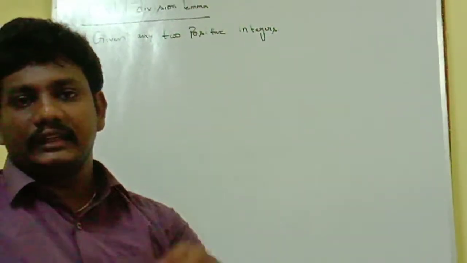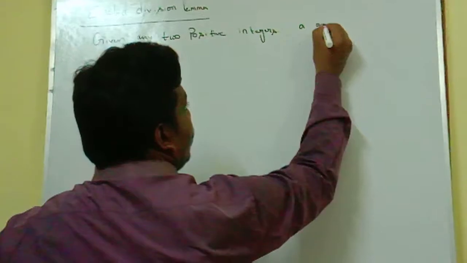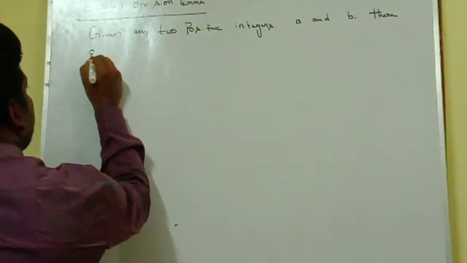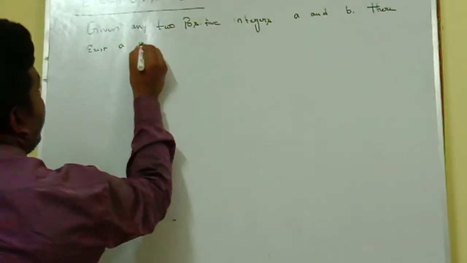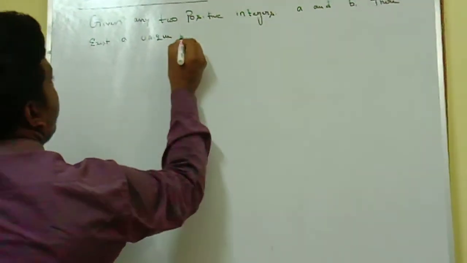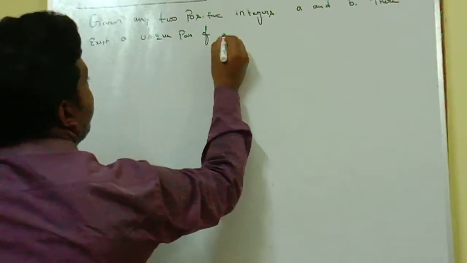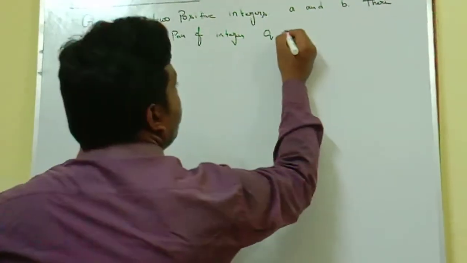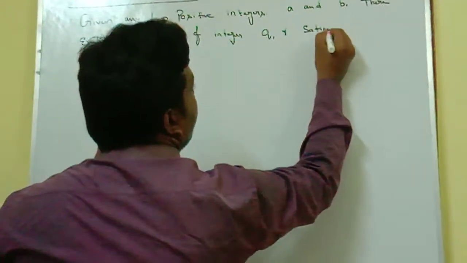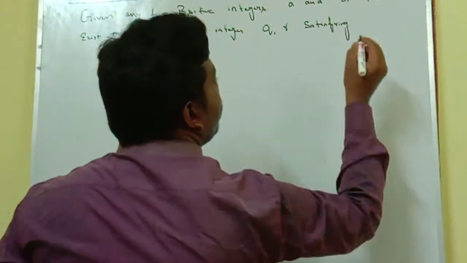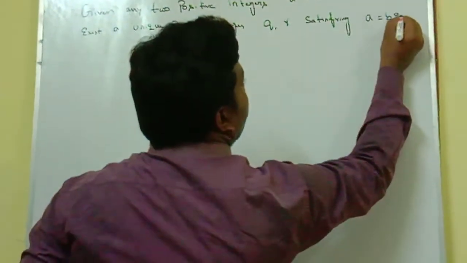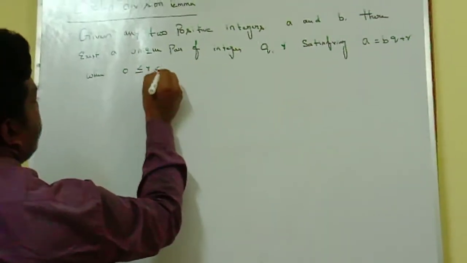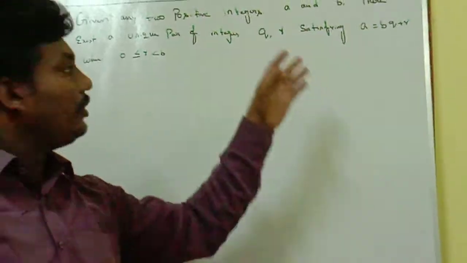Given any two positive integers a and b, there exists a unique pair of integers q, r satisfying a is equal to bq plus r, where 0 less than or equal to r less than b. So this is the statement for Euclid division lemma.